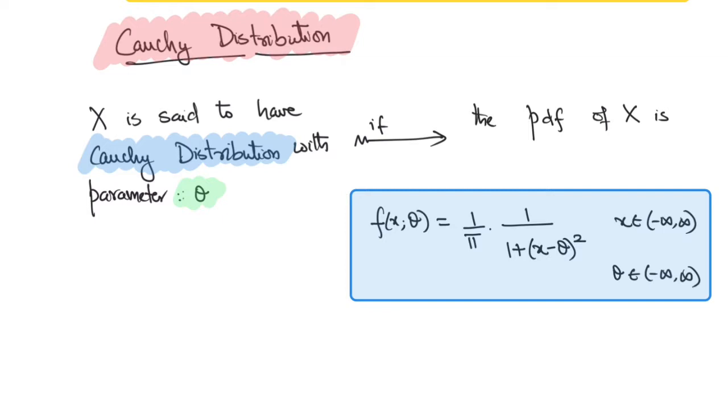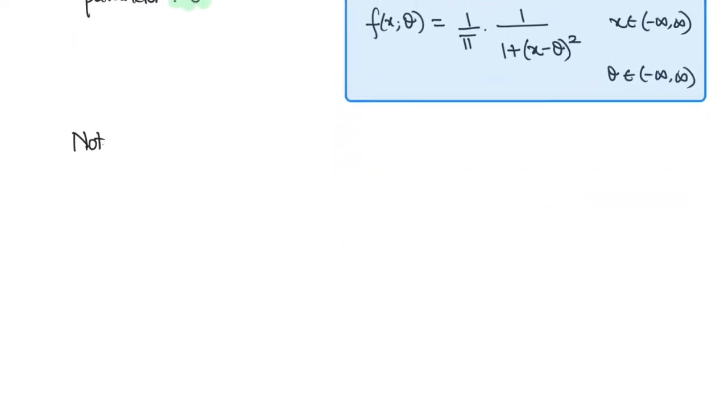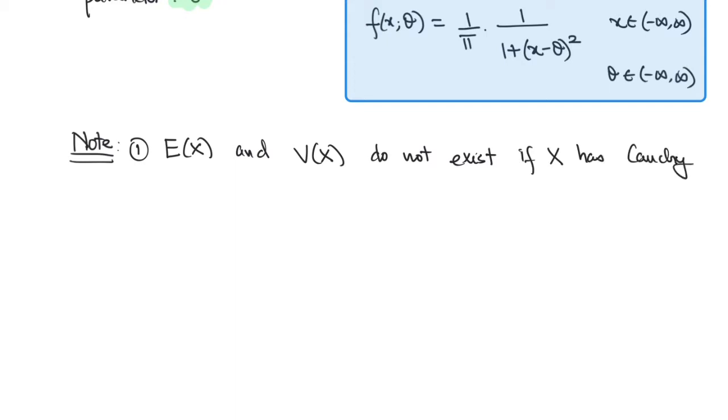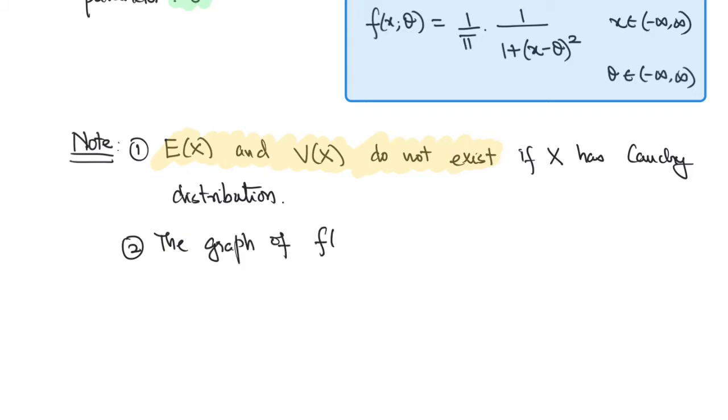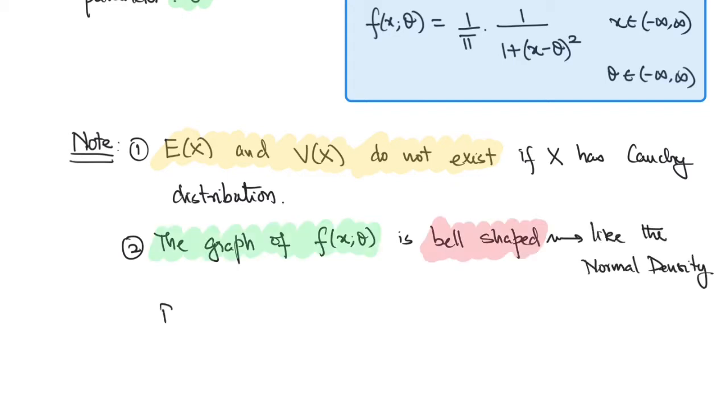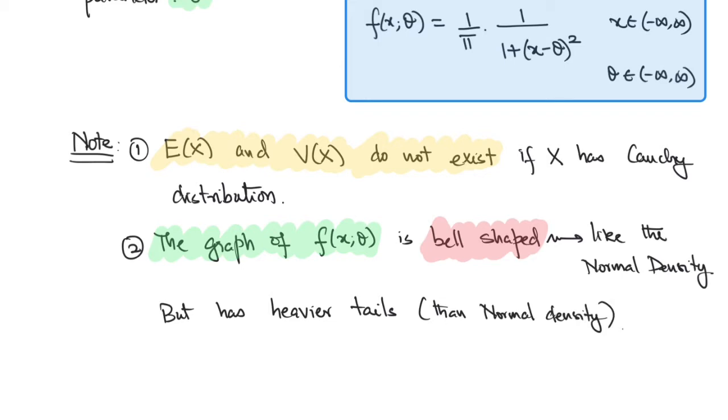It's an elementary calculation to show that f satisfies properties of being a probability density function for a continuous random variable. And if x has the Cauchy distribution, it has this very interesting property that the expected value and the variance of x do not exist. This becomes even more interesting because the graph of the PDF of the Cauchy distribution is bell shaped like the normal distribution. However, it has very heavy tails. So these heavy tails are what cause the expected value and the variance to not exist.